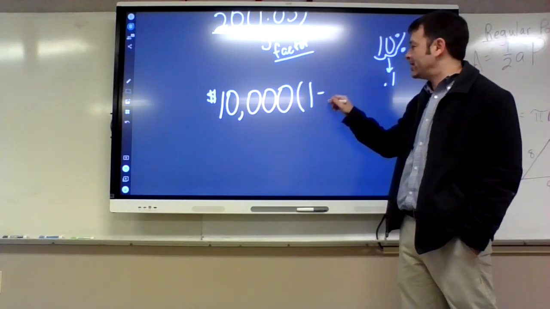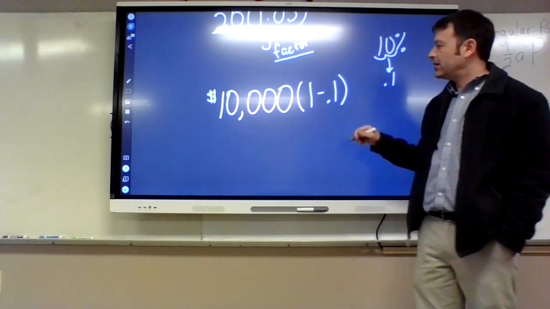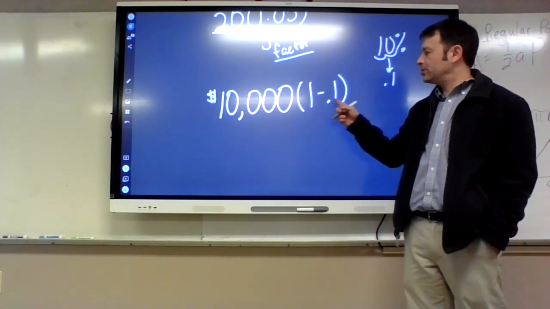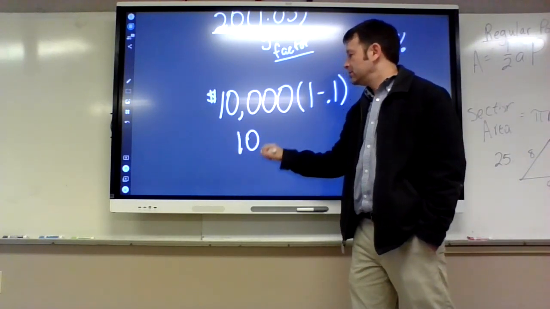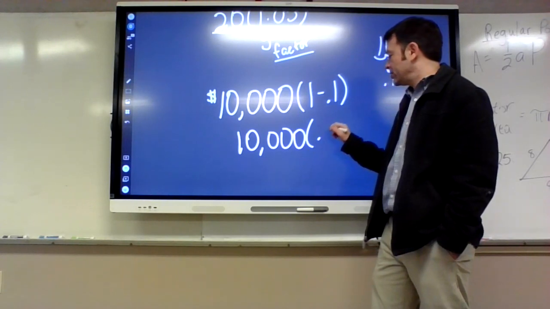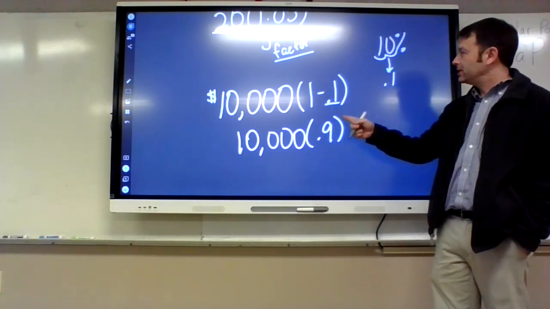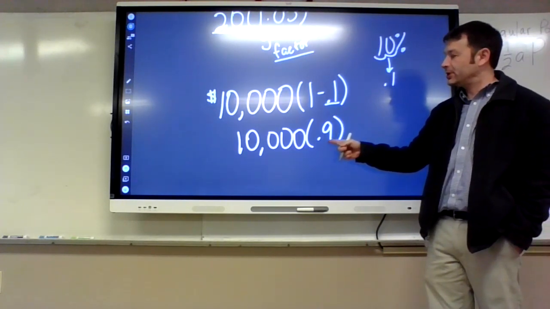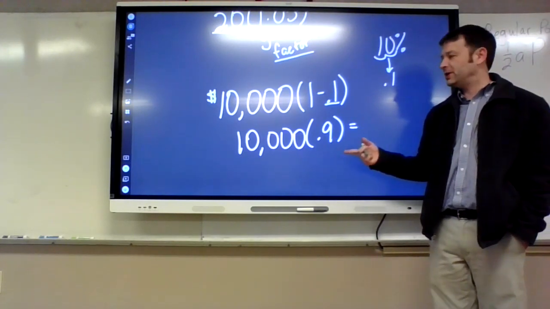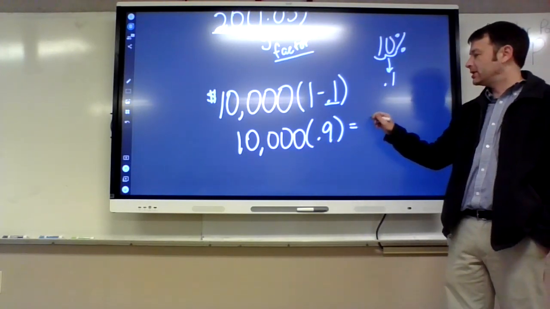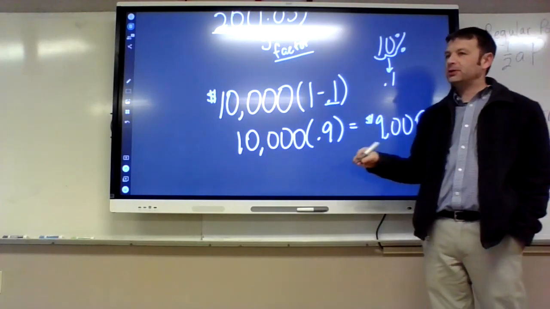But if we drop that by 10%, what's 1 minus 0.1? 0.9. So if we just multiply by 0.9, this is the growth rate, negative 10% basically. This is the growth factor, 0.9. This would tell us after 1 year how much the car is worth. You guys know what that's going to come out to? $9,000. That's the price of the car after 1 year.